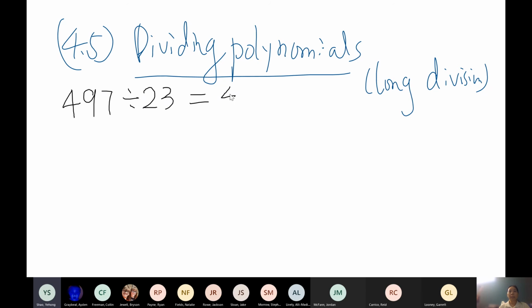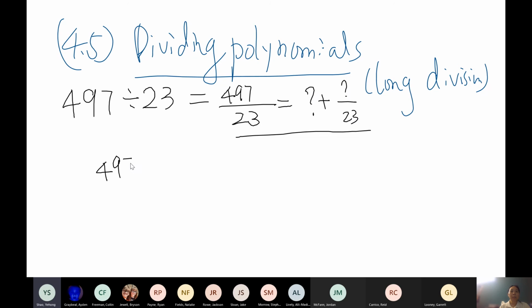The other way to write it is in the fractional form. So 497 divided by 23, to change it to a mixed fraction. So what would be the quotient? In the mixed number, what would be the remainder divided by 23? So that's what we're asking for. We're going to do long division, 497 divided by 23.